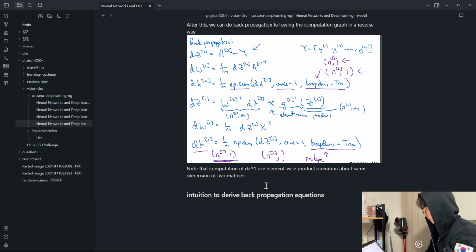So the definition for the loss was L of a comma y equals negative y log a minus 1 minus y times log 1 minus a. So if you're familiar with calculus and you take the derivative of this with respect to a, that would give you the formula for da. So da is equal to that. And if you actually figure out the calculus, you can show that this is negative y over a plus 1 minus y over 1 minus a. You can just derive that from calculus by taking derivatives of this.